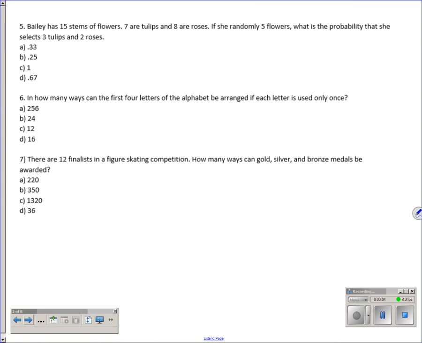Alright, number 15. This is a very good problem. Star this problem. You'll see one just like this on the test. Bailey has 15 stems of flowers, 7 are tulips, and 8 are roses. If she randomly selects 5 flowers, what is the probability she selects 3 tulips and 2 roses? 5 flowers in no particular order at all. If they're taken out in just some random group, that implies that we're going to have to do probability with our combinations. So we have to do that nCr stuff. This is all combinations.